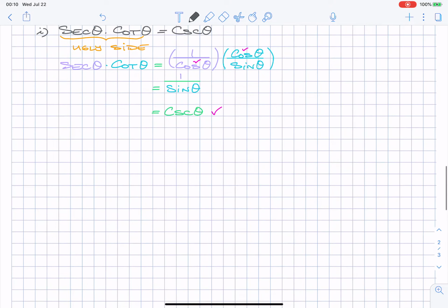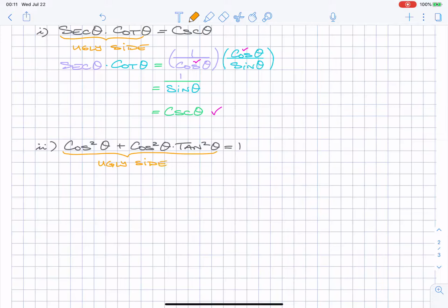Okay, so let's do another one. So number 2. Let's say we have cosine squared theta plus cosine squared theta times tangent squared theta is equal to 1. So what's the ugly side here? I claim the ugly side is the left-hand side. This is much uglier than the number 1, so this is my ugly side.